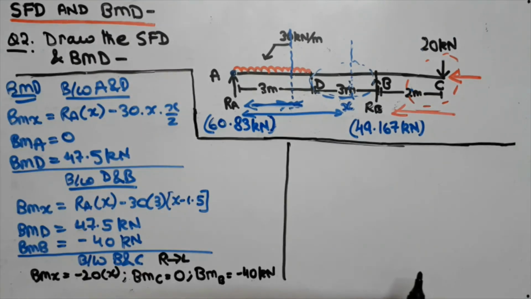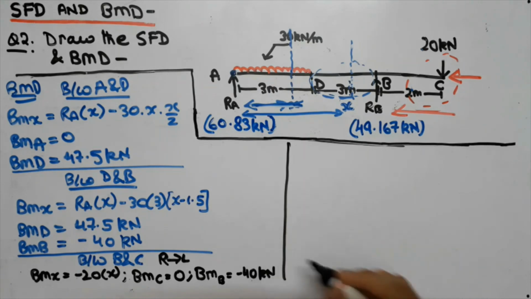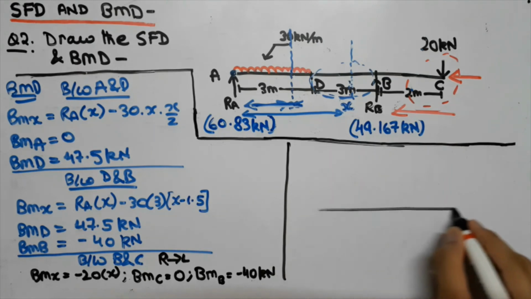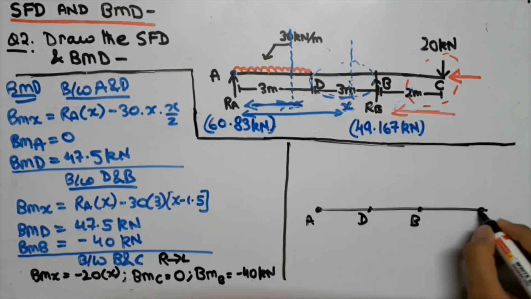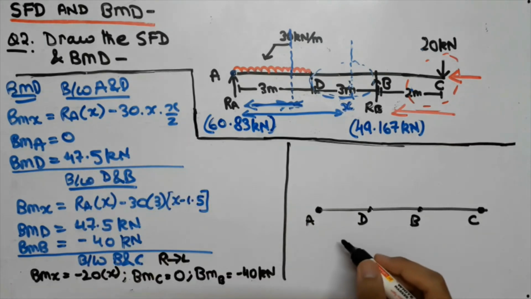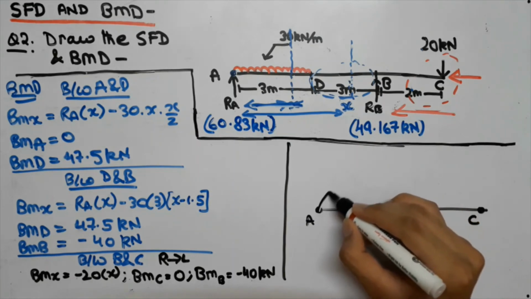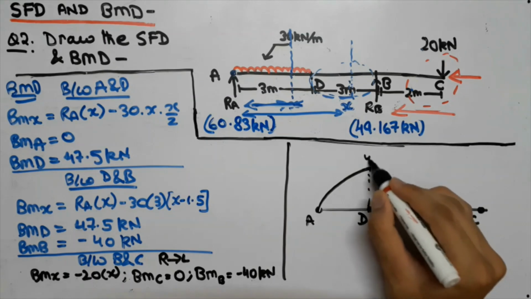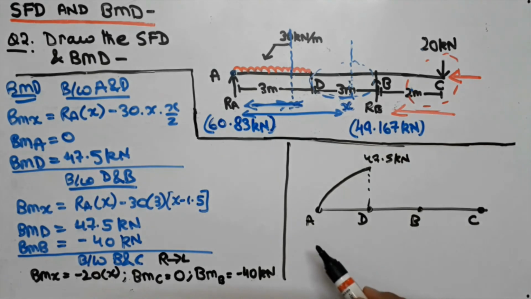Now guys, as we have found out all the bending moments at these points, that is A, D, B and C, now using them we are going to draw the BMD, that is the bending moment diagram. So first of all we are going to draw the axis and mark the points A, D, B and C. Now we can see that bending moment at A has come out to be 0 and bending moment at D is 47.5. So this part will be parabolic, that is still 47.5 kilonewton. This is because between the part A and D we have a UDL, that is uniformly distributed load.